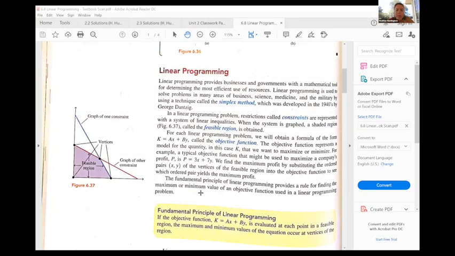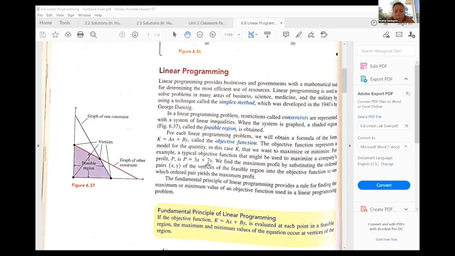Linear programming provides businesses and governments with a mathematical tool for determining the most efficient use of resources. Linear programming is used to solve problems in many areas of business, science, medicine, and the military by using a technique called the Simplex Method, which was developed in the 1940s by George Dantzig.